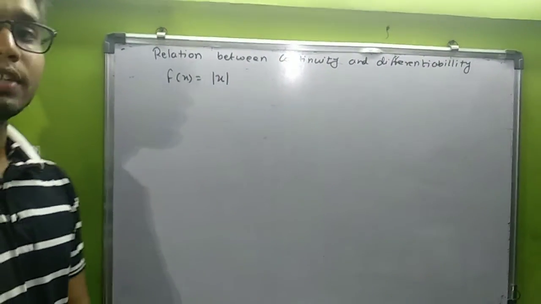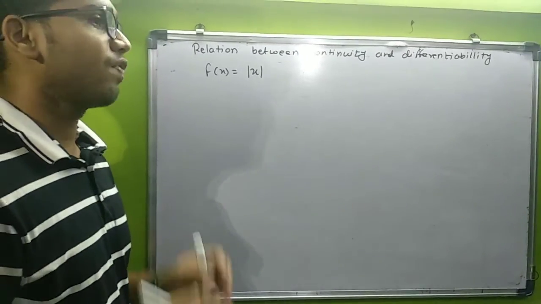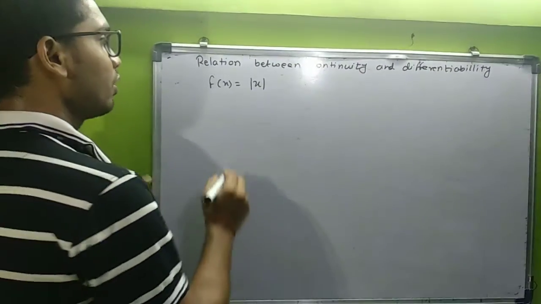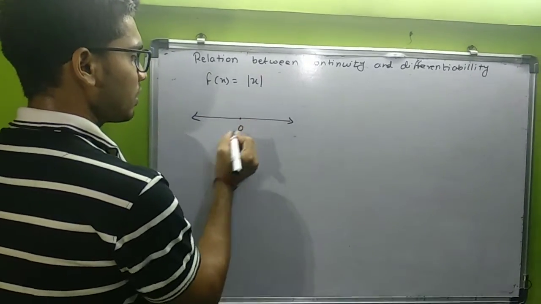Okay, now in this question, we have the function modulus of x. First we'll check its continuity. So to check continuity, first of all we'll define the function. Suppose this is at 0.